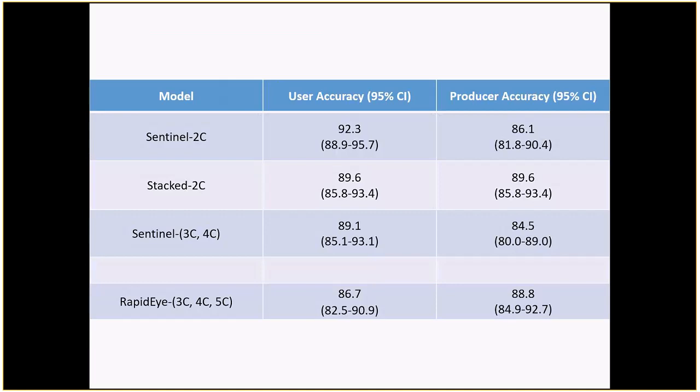What you can see is that we got almost remarkably high user accuracy levels, 92%. We were really pleased with that, while still maintaining acceptably high levels of producer accuracy.